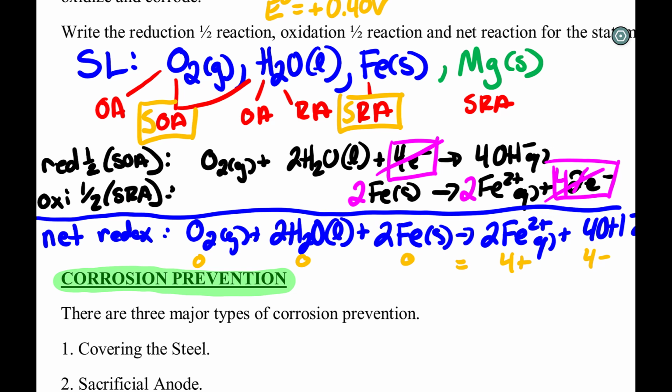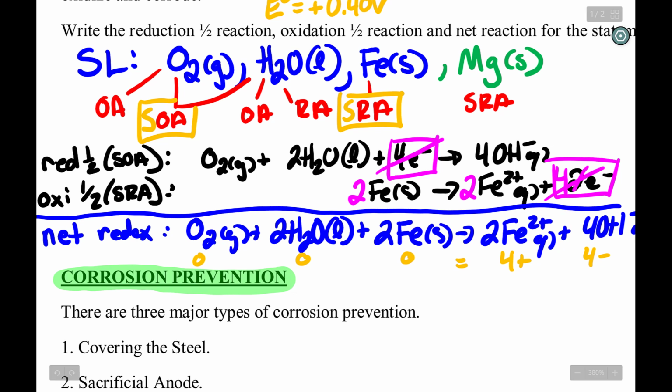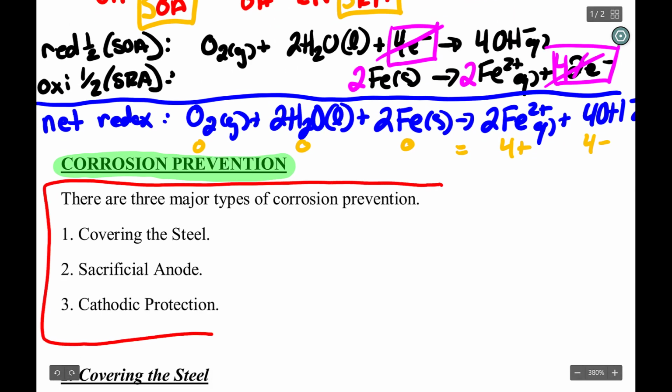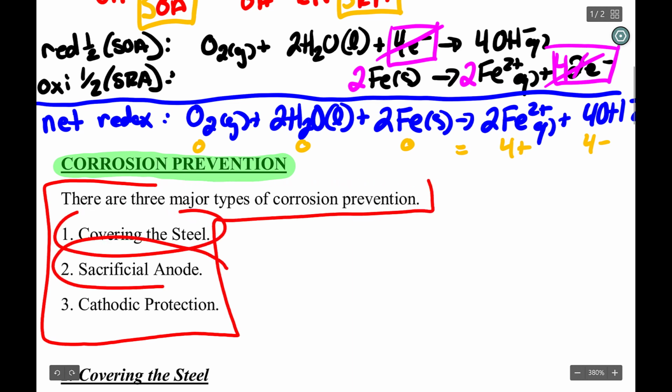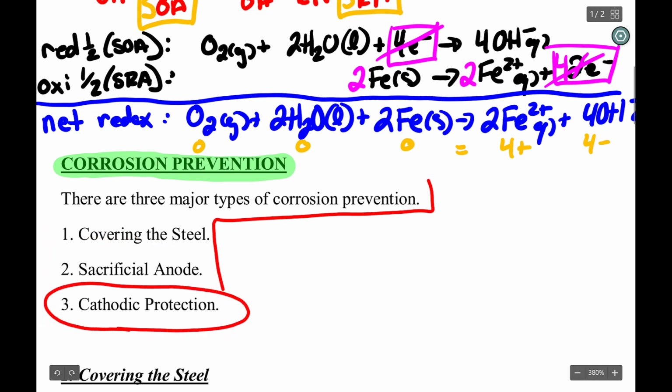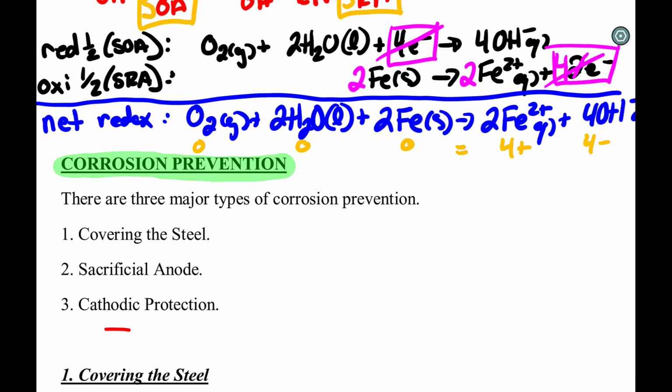And it is very common for any kind of buried structures or pipelines, things like that. So it would be used to protect the metal parts on a tank underneath a gas station, or more relevant to us, on the pipeline here in Alberta. So those are the three major types of corrosion prevention. We would cover the steel, we would make a sacrificial anode onto the steel, or we would supply power, and that would give us cathodic protection on the piece of iron.